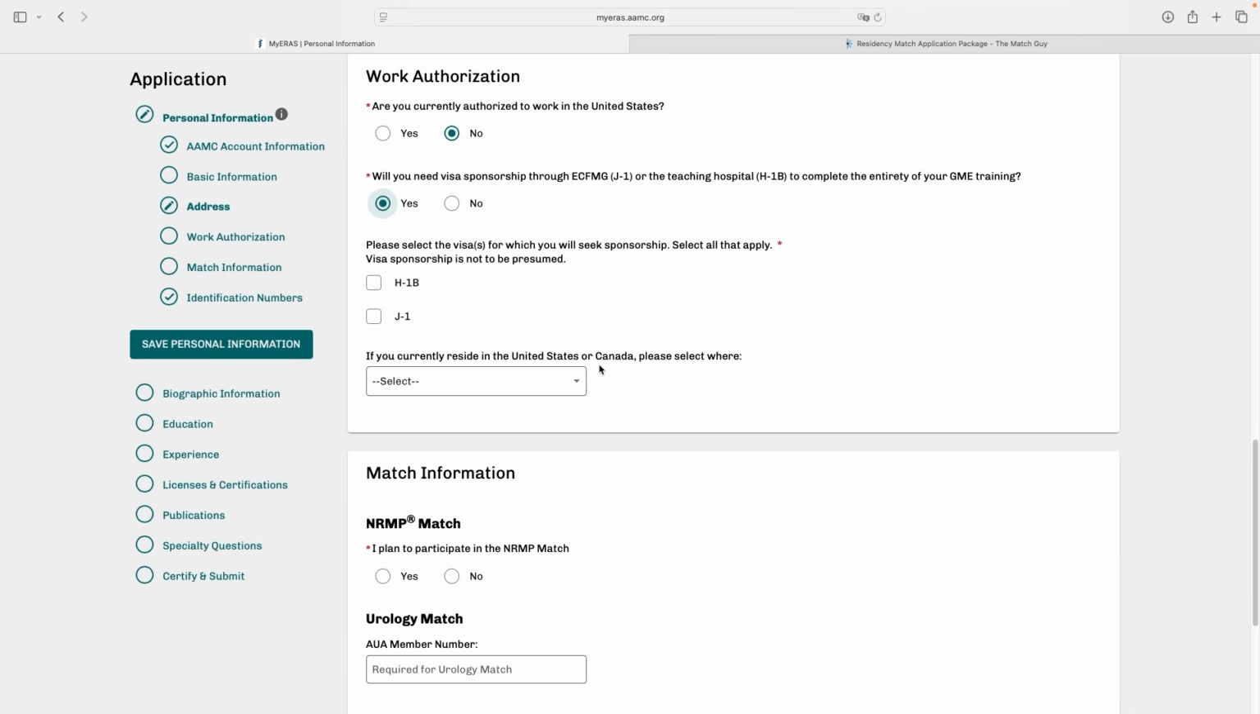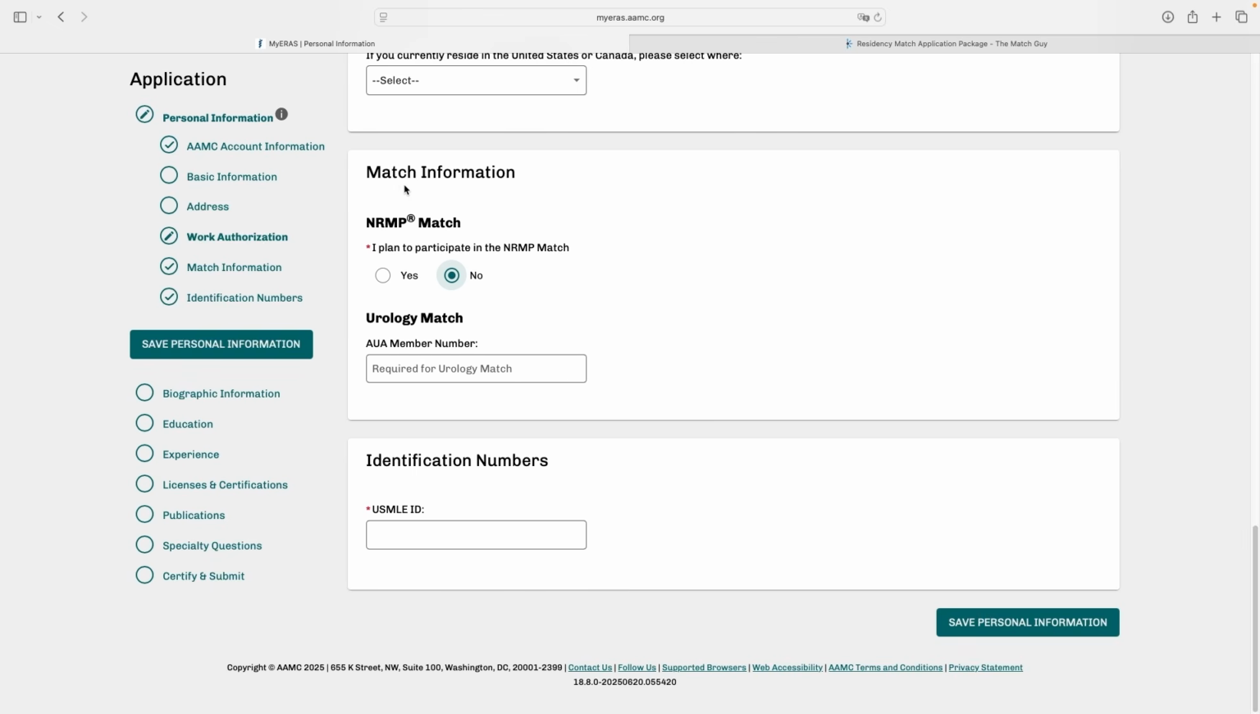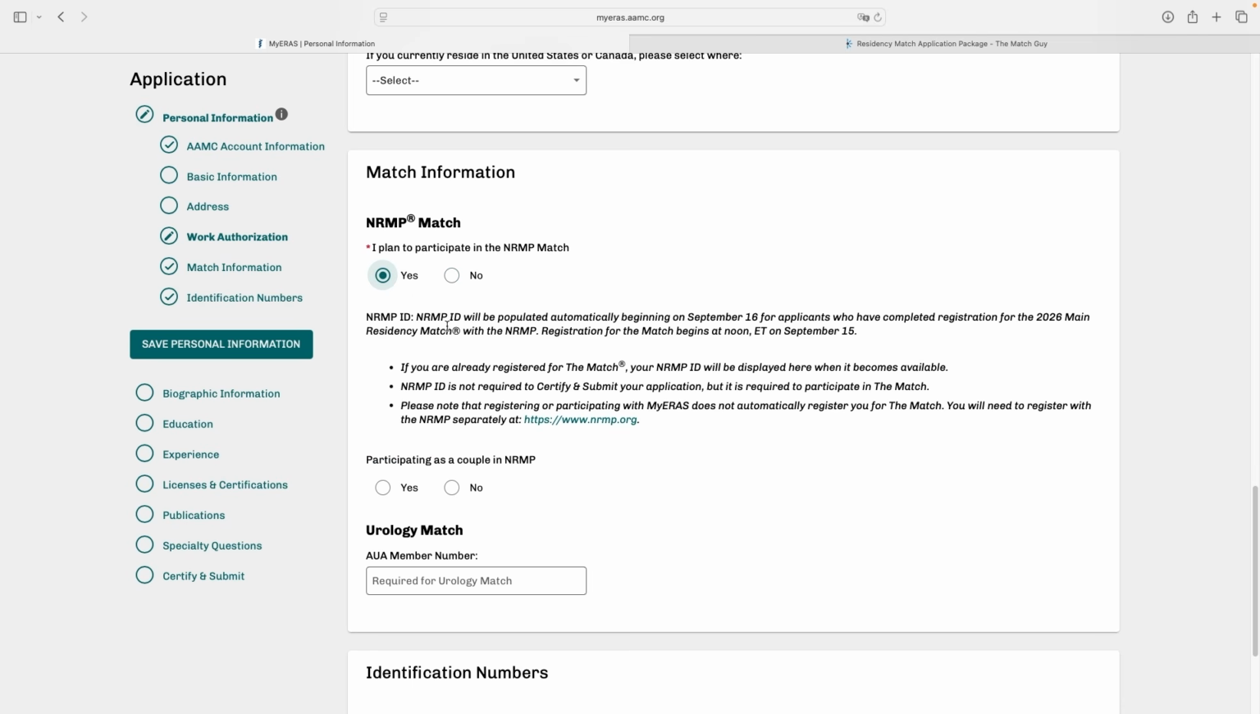And then it asks you where you reside. If you reside in the US or Canada, where exactly, so you select that. Then it asks you if you want to participate in the NRMP match. If you click yes, it tells you that the NRMP ID will be populated automatically beginning September 16.